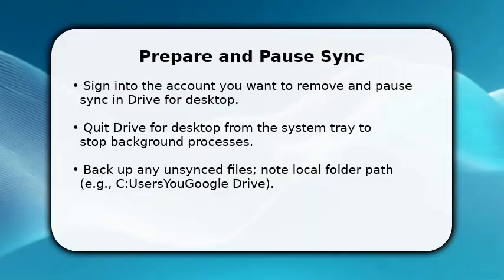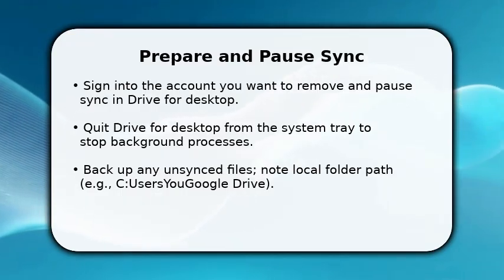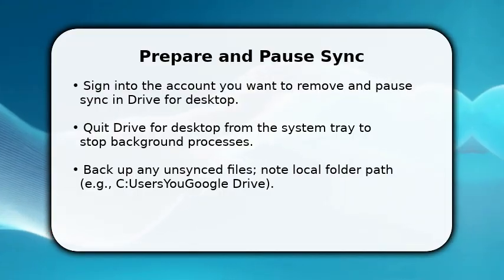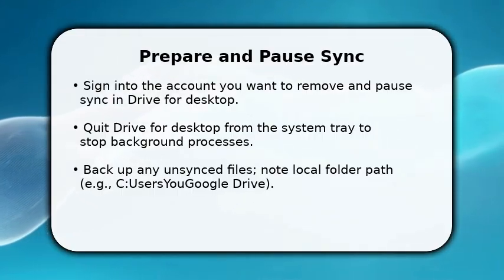Enjoy the video. You start by pausing and stopping Drive for desktop so File Explorer won't be updating while you work. Open the Drive icon in the system tray, choose Pause or Sign Out, then right-click and exit the app to stop background sync. Once done, make sure any unsynced documents are backed up to another folder or external drive.